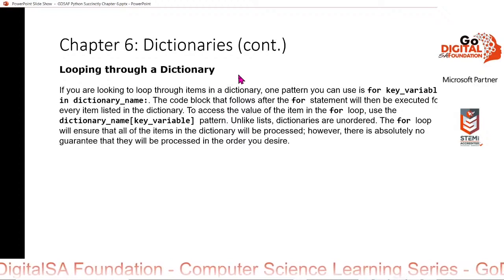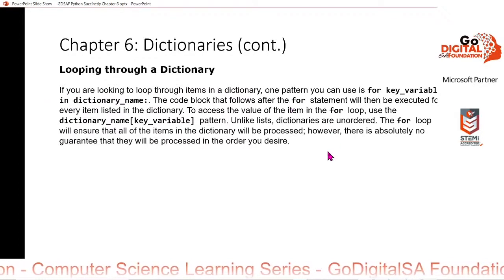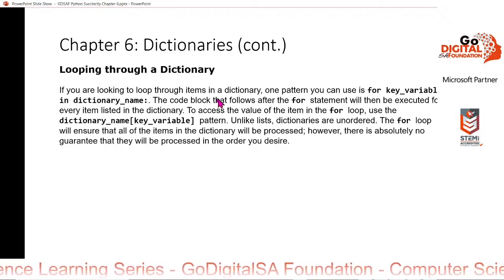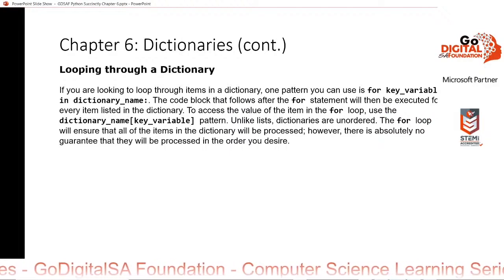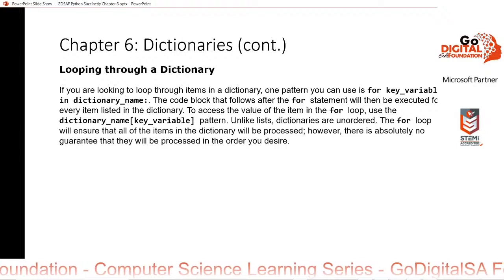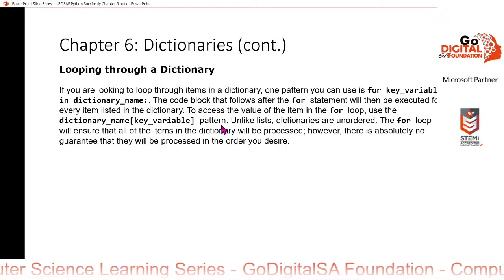Looping through a dictionary. If you're looking to loop through items in a dictionary, one pattern you can use is for key variable in dictionary name. The code block that follows after the for statement will then be executed for every item listed in the dictionary. To access the value of the item in the for loop, use the dictionary name key variable pattern.